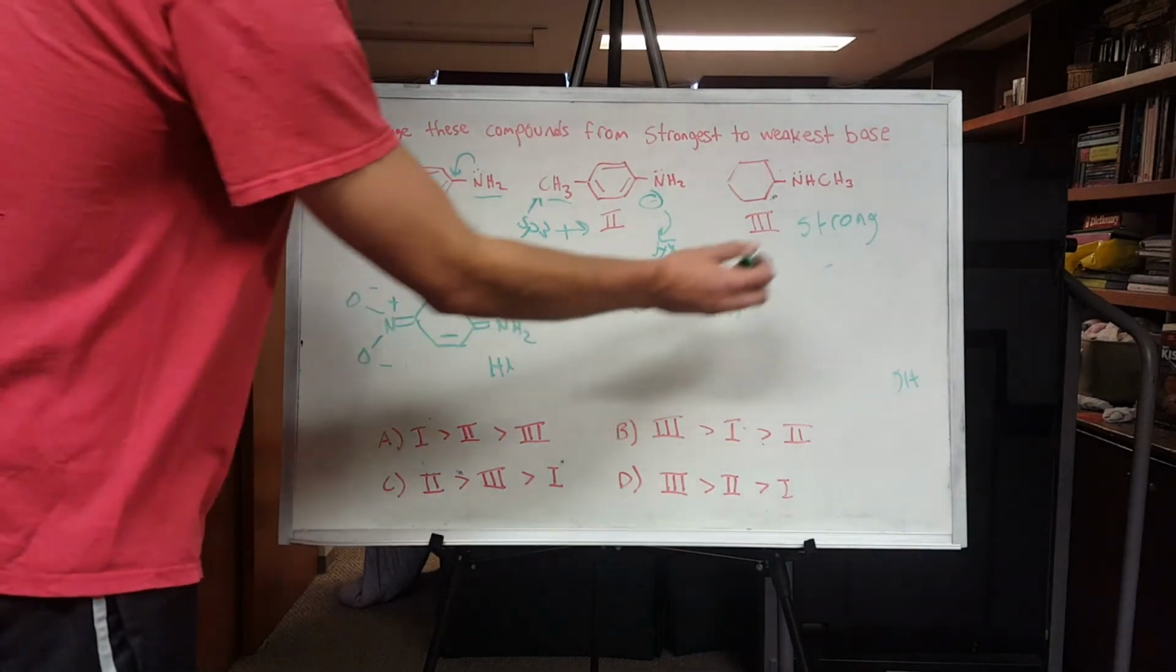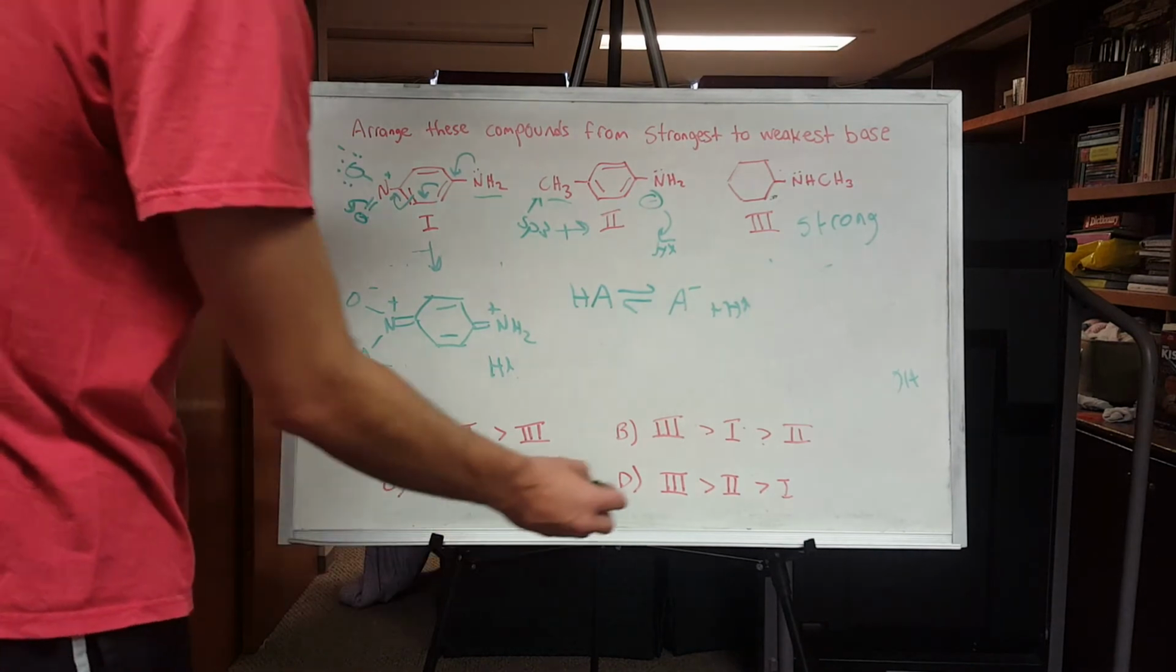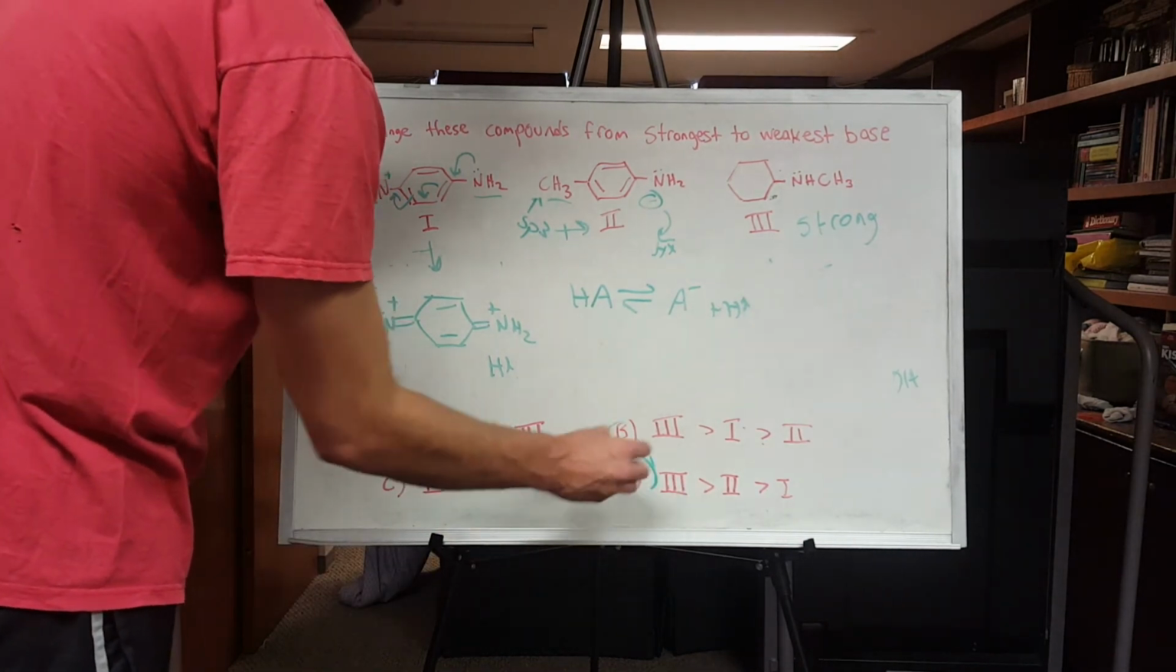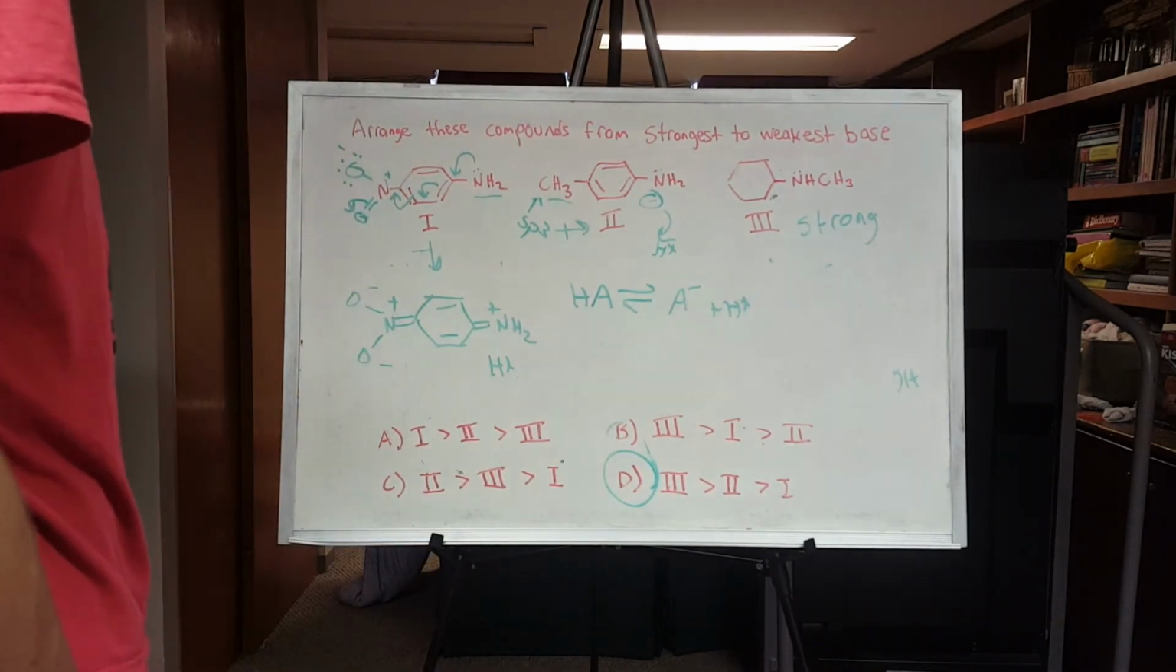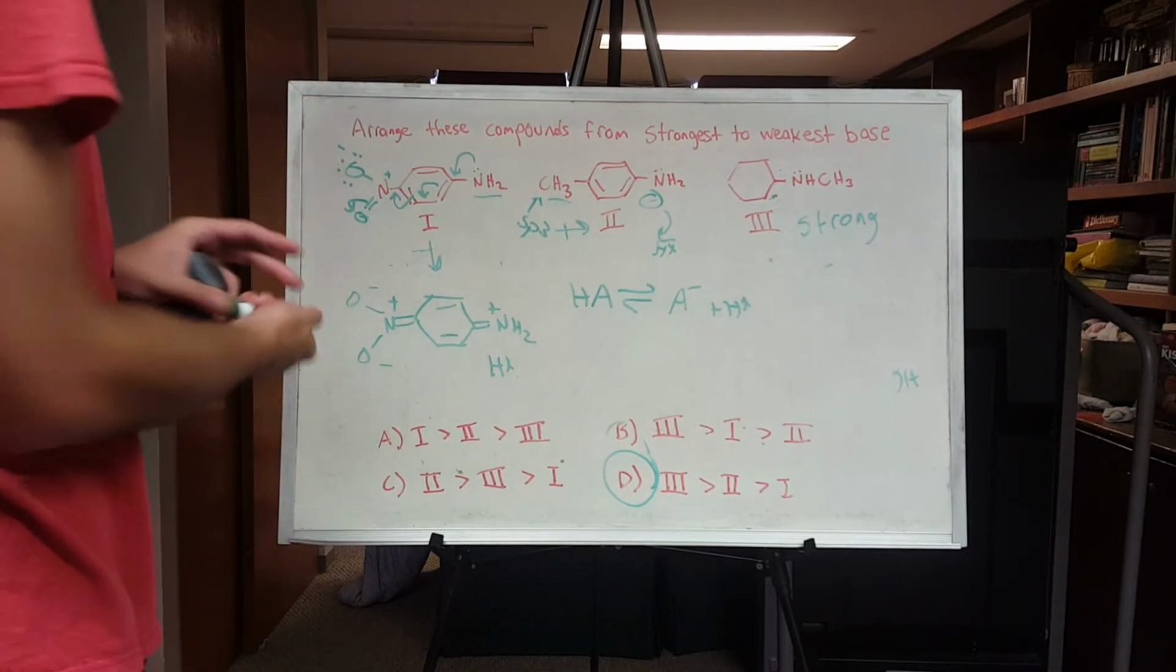So basically we go, right, we already said this was strongest, 3, 2, 1, backwards order. Oops, should be D as our answer. Strongest conjugate acid there, yeah. Okay. Strongest conjugate acid there.